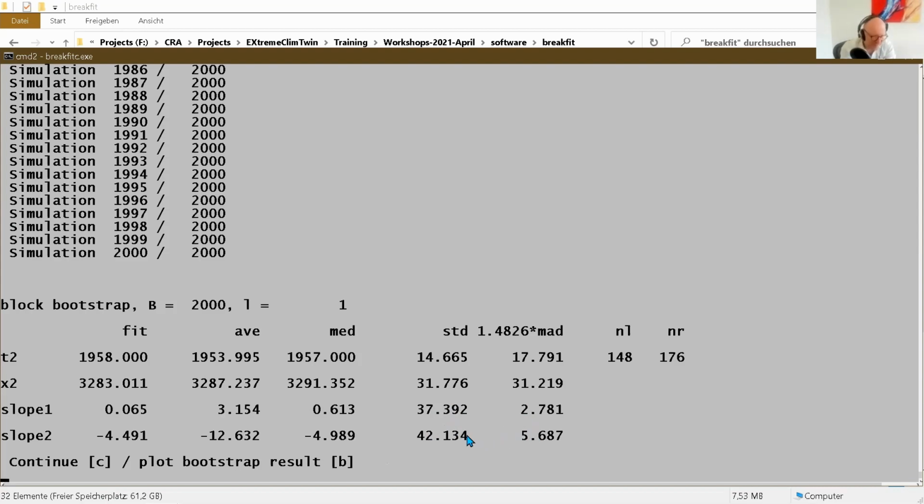Because if the distribution of these replications would be a normal distribution, then the value here, 1.84826 times this MAD, which stands for the median of absolute distances to the median. This is a measure of the spread. This is a robust measure of the spread. Robust means unaffected by the presence of outliers. Then, for a normal distribution, they should agree. They should be the same. And because they are so different, I would have to look into the data.